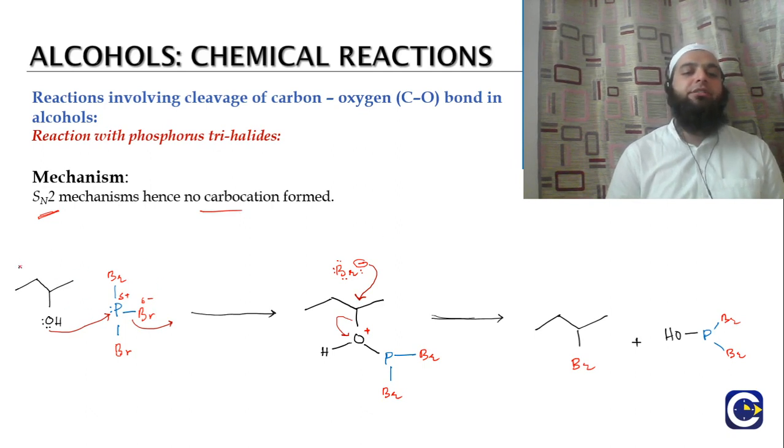Here we have an example of an alcohol. This alcohol reacts with phosphorus tribromide. First, this bond is a polar bond, because bromine is more electronegative than phosphorus, so it tries to grab the electron pair towards itself. Therefore there is a partial positive charge on the phosphorus, and a partial negative charge on this bromine. This oxygen also has a partial negative charge.